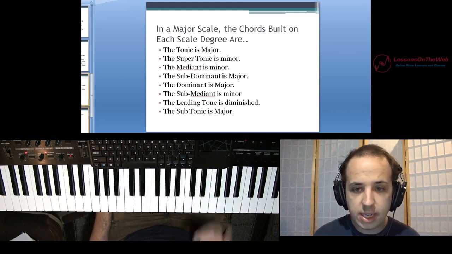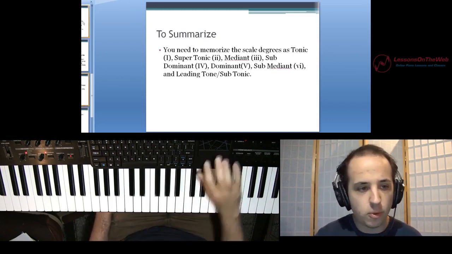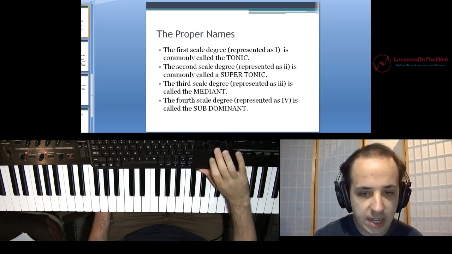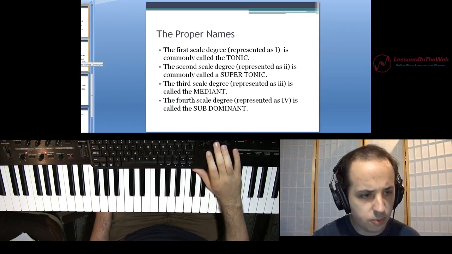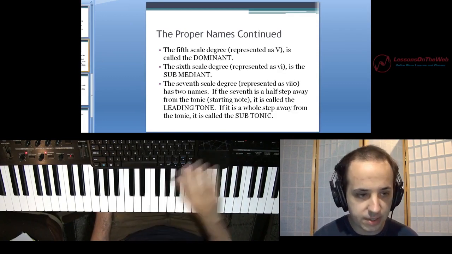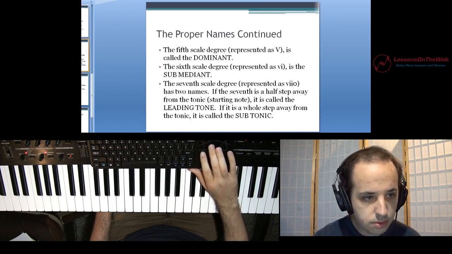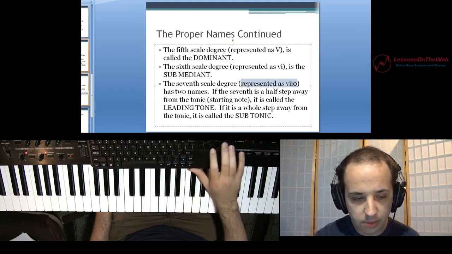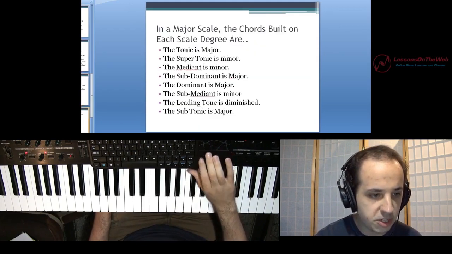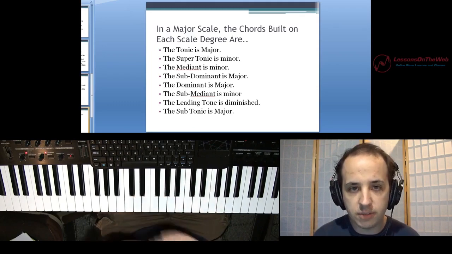Now, in a major scale, the chords built on each scale degree are, if you remember before, when I represented them, they were either uppercase or lowercase, or one of them had diminished. Which one is that? That's the 7th. Where'd you go? Oh, here we go. Represented as 7, yeah, with that 0 next to it. So that's diminished.